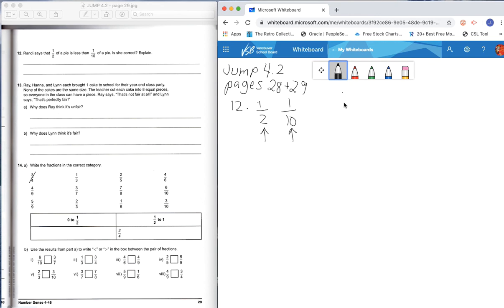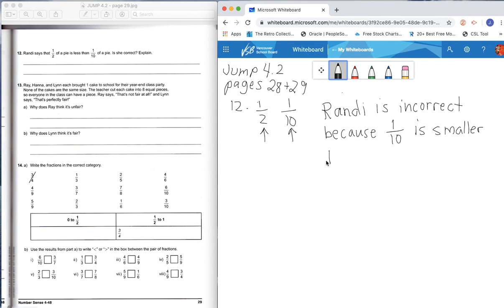Okay? So what you're going to write is you can say Randy is incorrect because 1/10 is smaller than a half. Yeah, you can just write that.